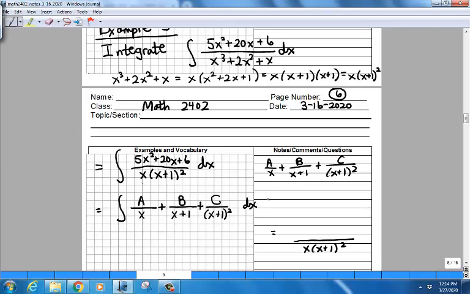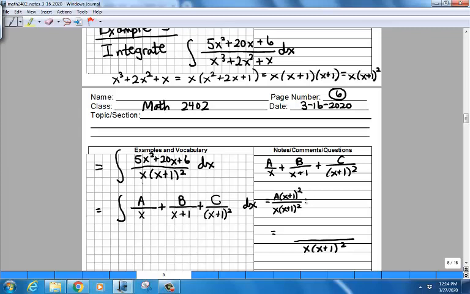So how do we change these three fractions, how do we build up these three fractions so that they have x times x plus 1 squared as the denominator? Well, notice that first fraction is missing the x plus 1 squared. It's got the x in the denominator, but it's missing the x plus 1 squared. That means I have to multiply top and bottom by x plus 1 squared. So I'll multiply the A times the x plus 1 squared, and I'll multiply the x in the bottom by x plus 1 squared. So that fraction now will have the correct denominator.